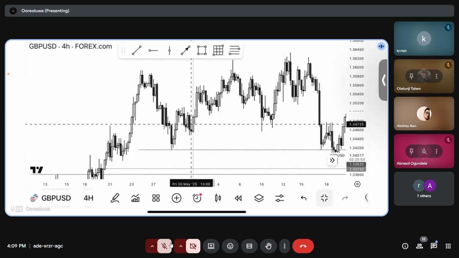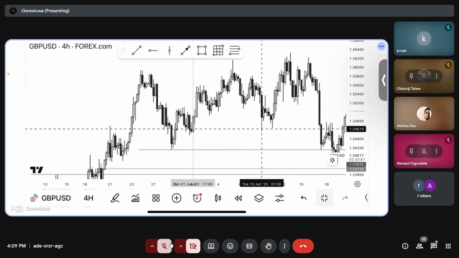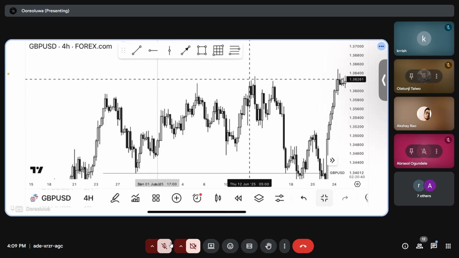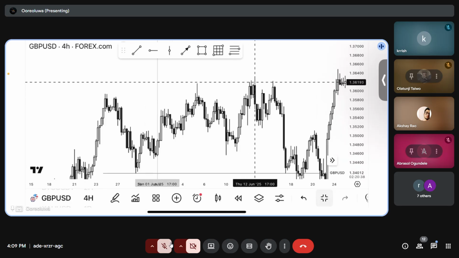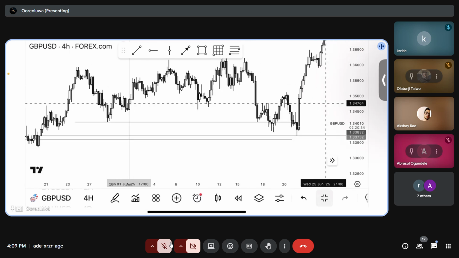Order block here. Took out this low, key level. This happened on Tuesday, so you could have taken the trade. Another one, we took out this high, maybe SMT. This happened on a Thursday, you sell. But the main move of the week happened here.